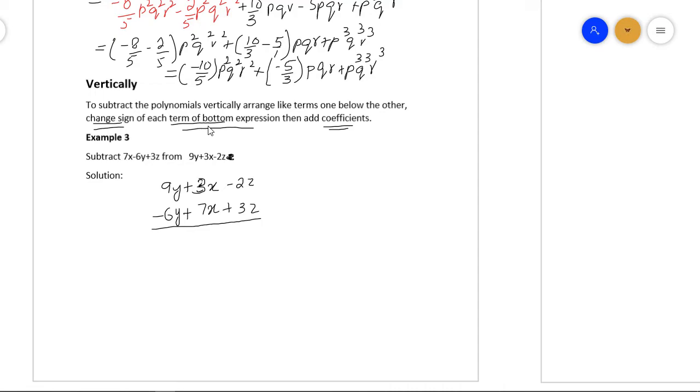Now we will change the sign of each term of the bottom expression. As it is negative, we will change it to positive. This is a positive term, we will change it into a negative term. This one is positive and we will change it into a negative term. Okay, let's start. After that, we have to add the coefficients.